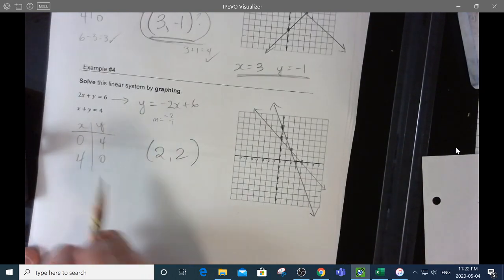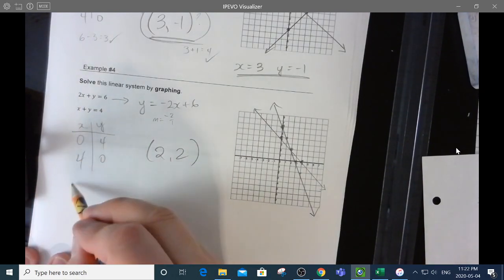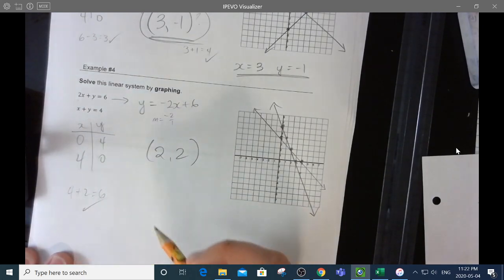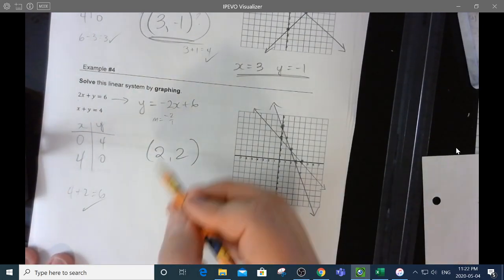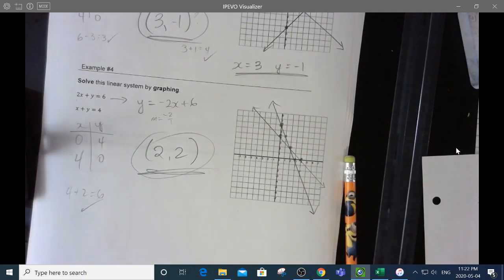Let's do a check. Does 2 times 2 plus 2 make 6? Yep. Does 2 plus 2 make 4? I'm not even going to bother writing it. Yep. So there we have it.